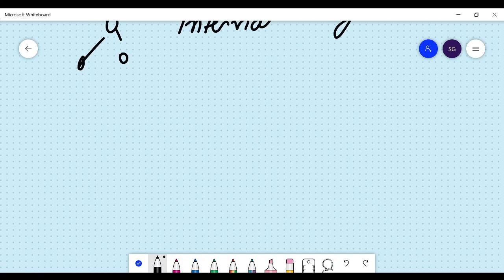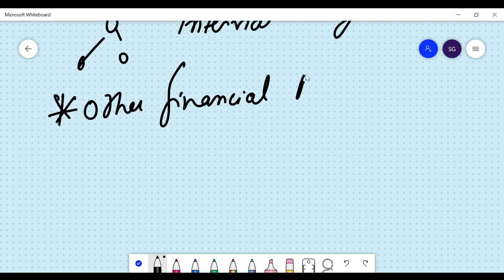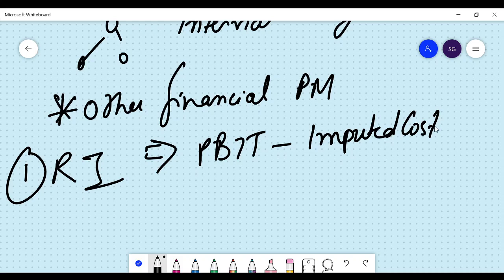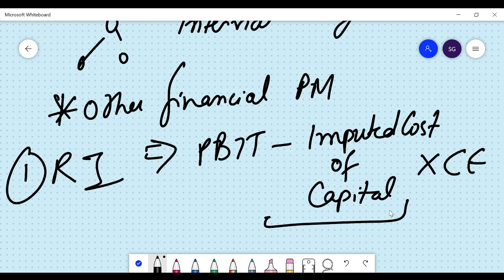Next we will discuss other financial performance measures. The first of it is residual income. Residual income is a measure of a company's profit after reducing an imputed cost of capital. It is PBIT minus imputed cost of capital multiplied by capital employed. Imputed cost of capital is WACC.